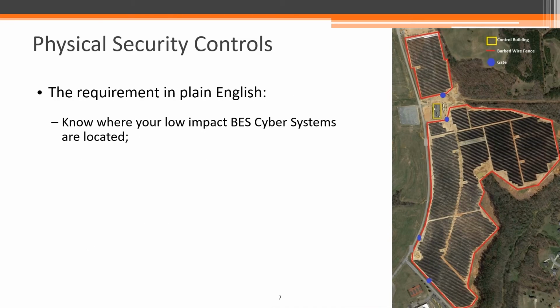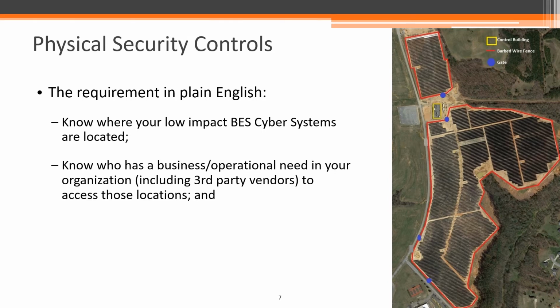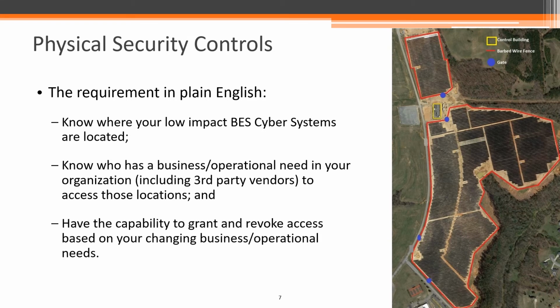Moving on to physical security controls. Again, just cutting through the language of this in plain English, we need to know where low impact BES cyber systems are located, know who has a business and operational need to access those locations, and have the capability to grant and revoke access as those needs change. That's essentially the only requirement.